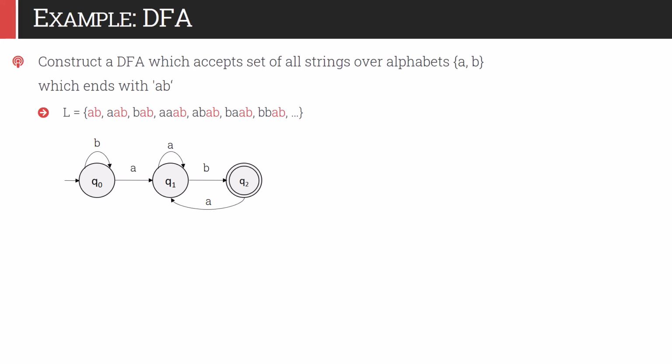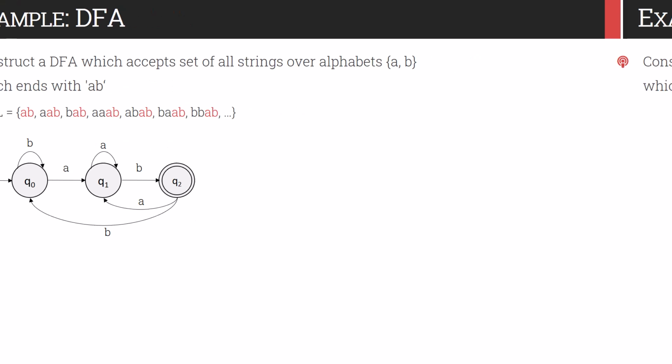Can we have the arc from Q2 to Q1 on input B? That won't be allowed, because if from Q2 to Q1 I move by reading B, then from Q1 to Q2 I can move by reading B. So there will be two B's at the end, and the string is accepted, which is not part of the language, because the string must end with AB. So that arc is not possible. So the only possibility is that we add an arc from Q2 to Q0 for input B.